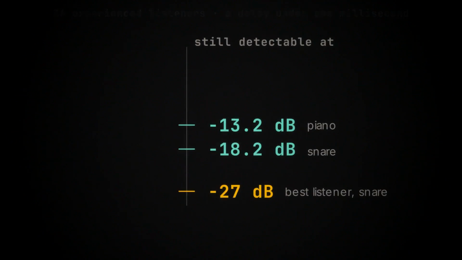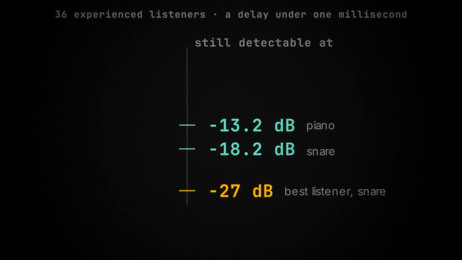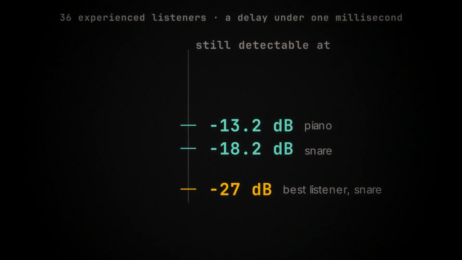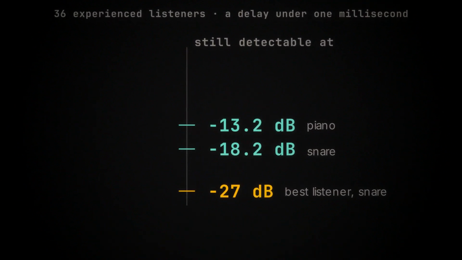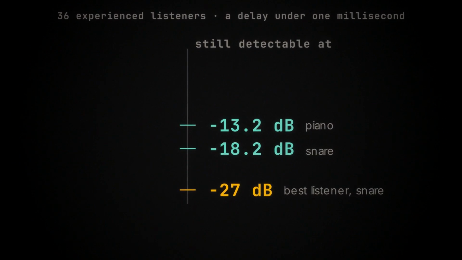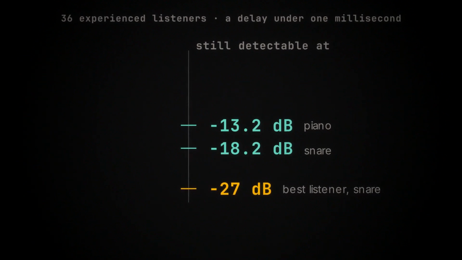36 experienced audio engineering students and professors were tested on this at a delay of under a millisecond. They were asked whether they could tell the combed version from the clean one. They still could with the second copy 13 decibels down on piano, 18 on snare. One of them managed it at 27 down.